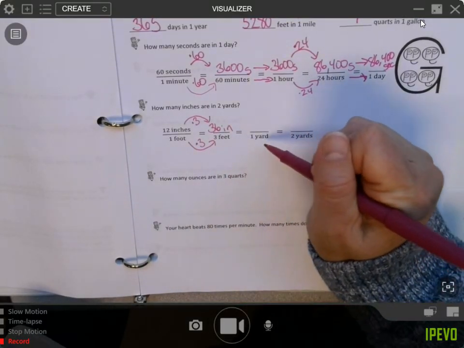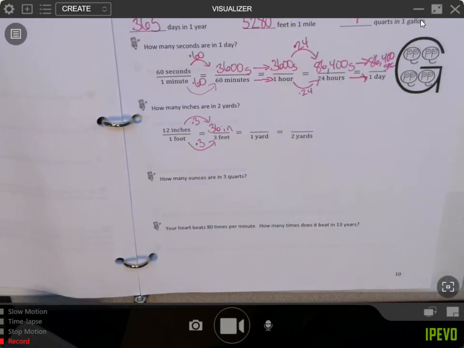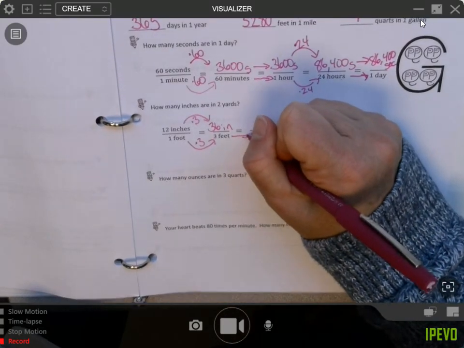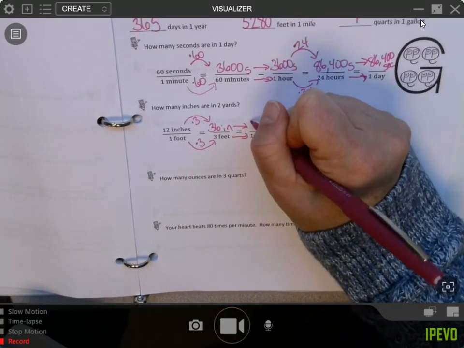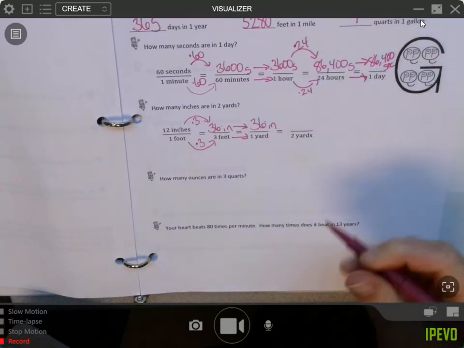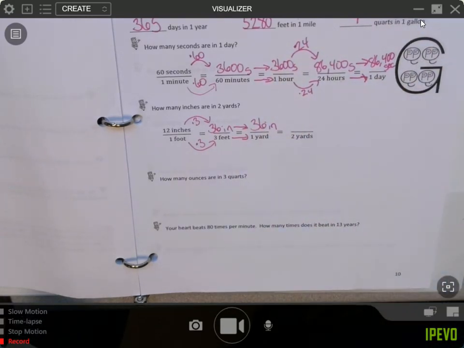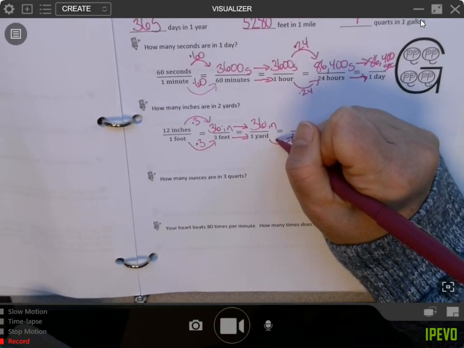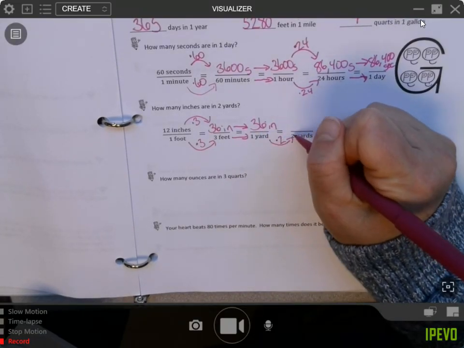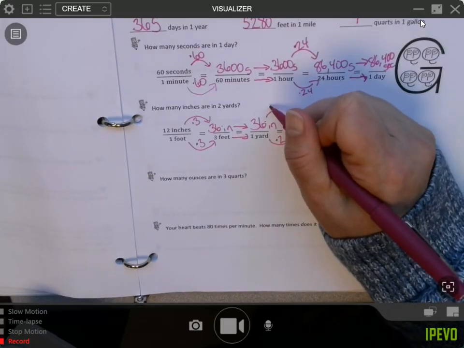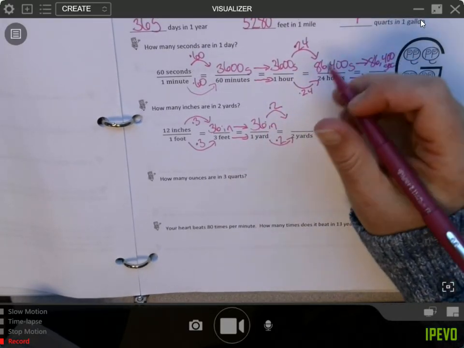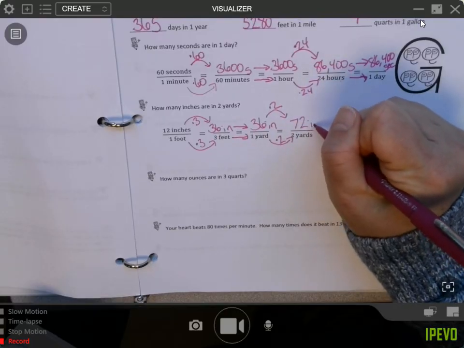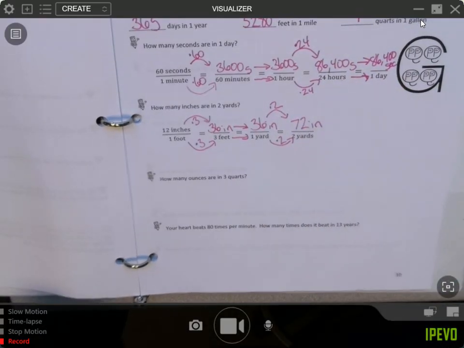Now 3 feet to 1 yard. Is that a straight across conversion or am I multiplying, Claire? Straight across. So my 36 inches goes straight across. Now 1 yard to 2 yards, is that multiplying or straight across? Multiplying. What am I going to multiply by? By that 2. 1 times 2 equals 2, so I have to multiply up here by 2. 36 times 2 is 72. There are 72 inches in 2 yards.